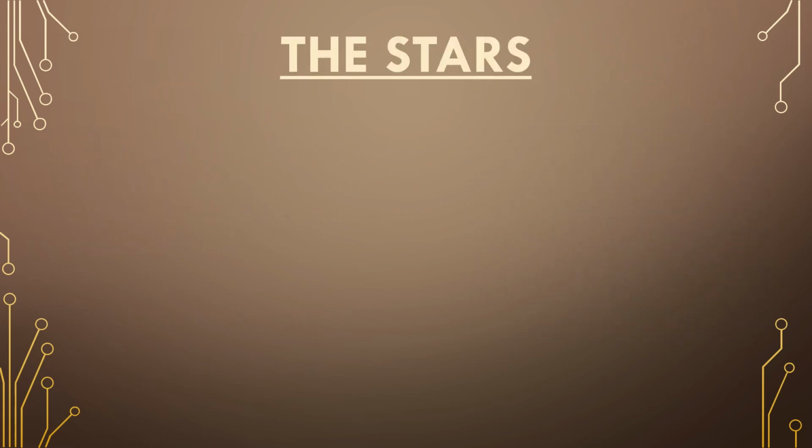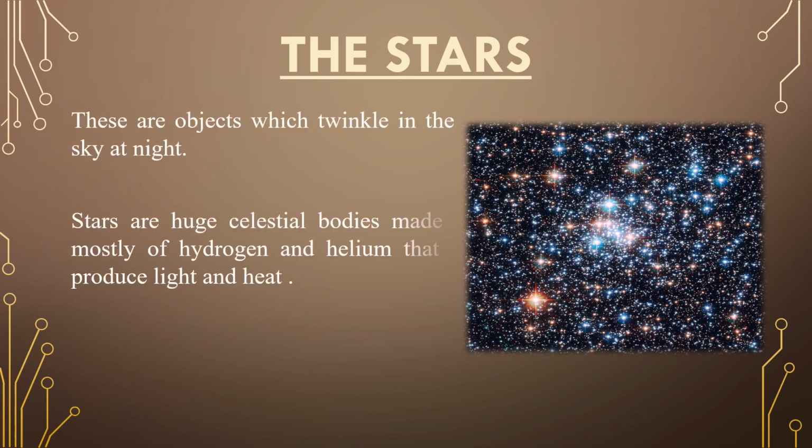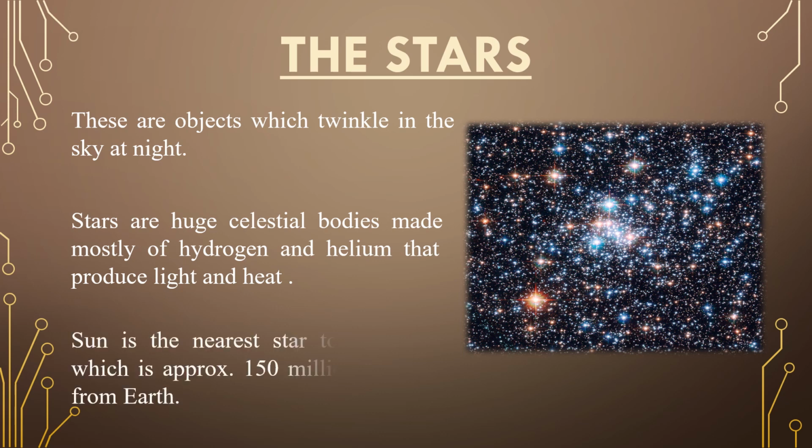Our next topic is the stars. These are the objects which twinkle in the sky at night. Stars are huge celestial bodies made mostly of hydrogen and helium that produce heat and light. The sun is the nearest star to our planet, that is Earth, which is approximately 150 million kilometers away from the Earth. Even then, it is the closest star to Earth.